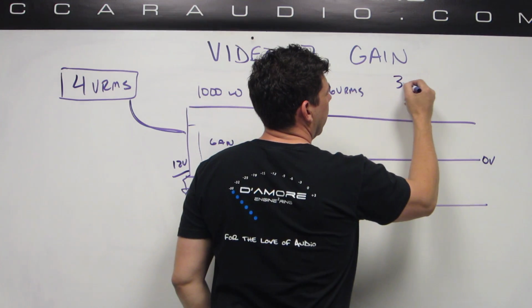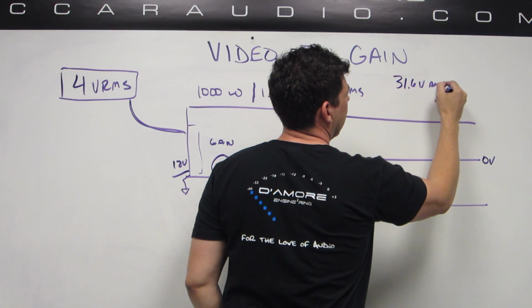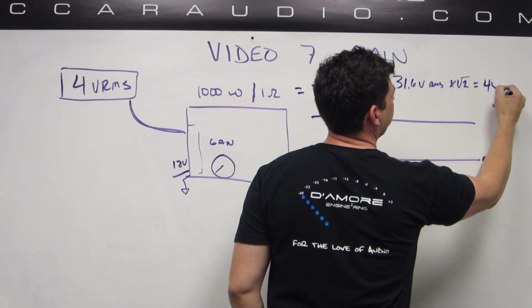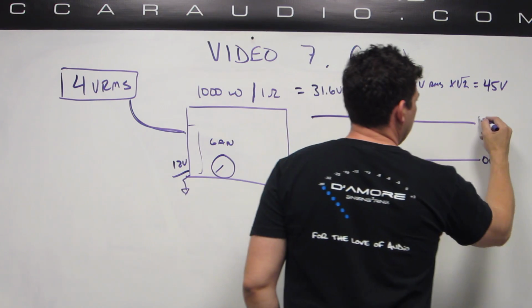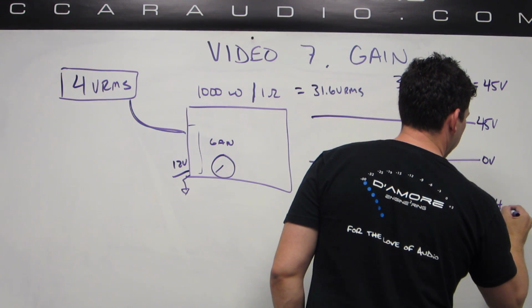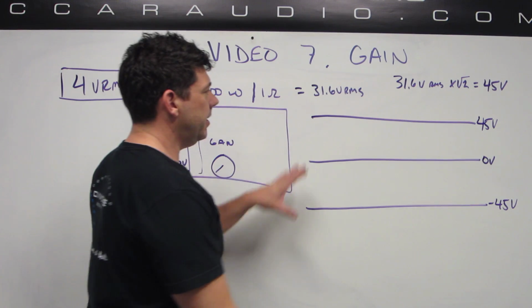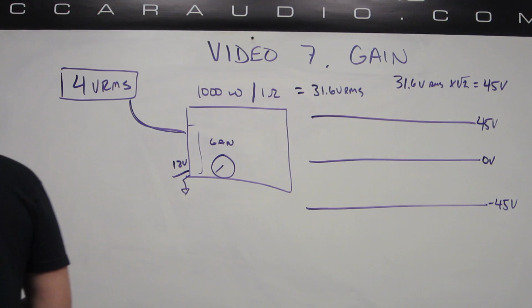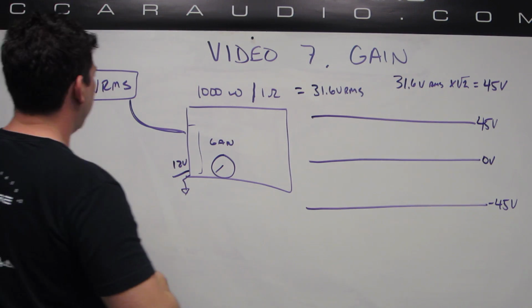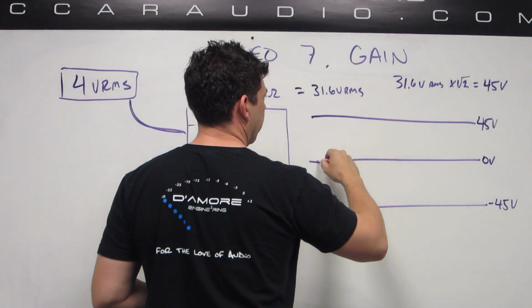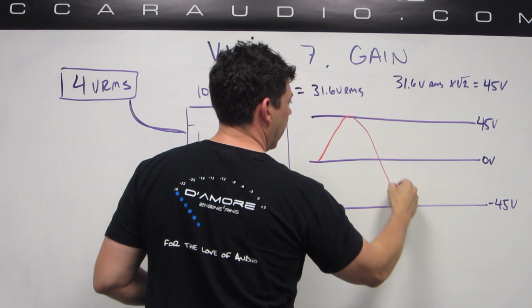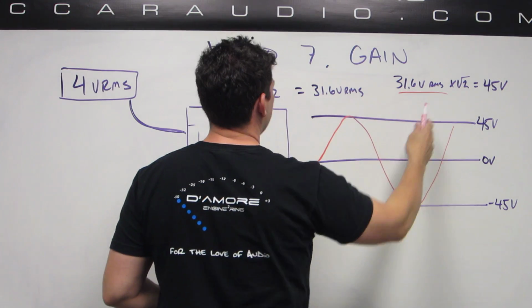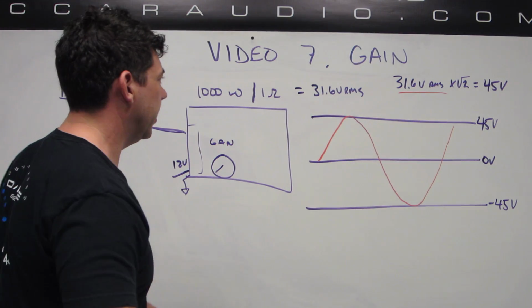So 31.6 volts RMS times the square root of 2 will give us the peak, and if you work that out, we'll see it's about 45 volts. So these rails here are 45 volts and minus 45 volts. This is the output. This is what connects to our speakers. So now we can fit a signal in here much bigger than the little 4-volt RMS signal. We can fit this signal that goes all the way from 0 up to plus 45 and down to minus 45. We get this big signal in here, 31.6 RMS, and do a 1 ohm load. We can get 1,000 watts out of this thing.